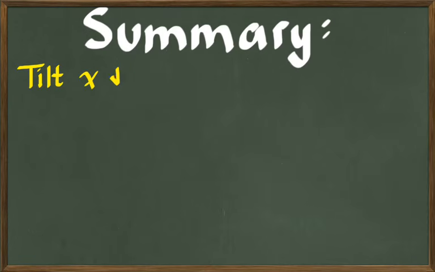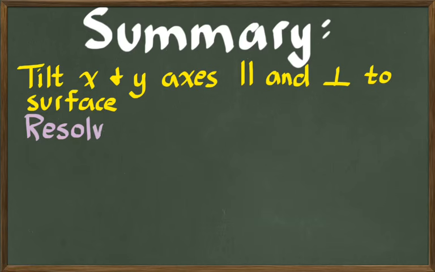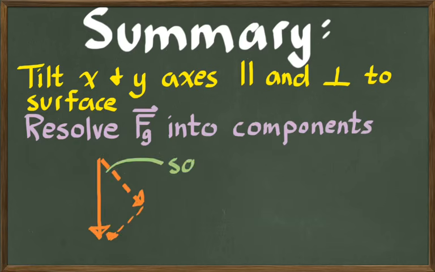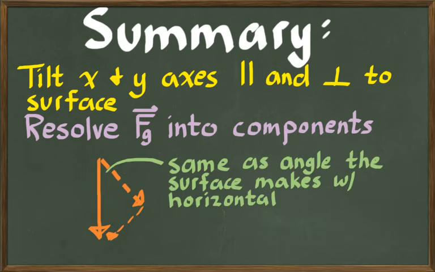So let's kind of summarize the things we need to remember. If you have an inclined surface, then tilt your x and y axis so that they are parallel and perpendicular to the surface. So x is parallel, y is perpendicular. Resolve your weight into the components, perpendicular and parallel, so that they're x and y. And then we need to remember that when we draw the triangle for FG like that, our vector diagram, that top angle is the same as the angle that the surface makes with horizontal.